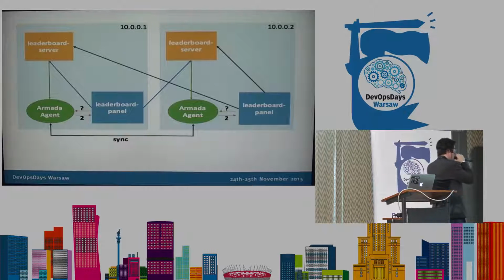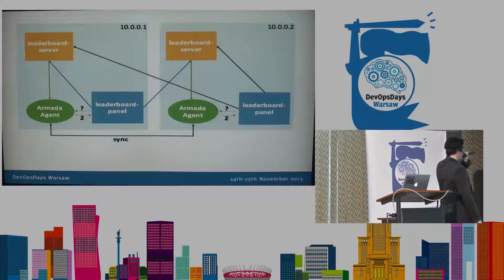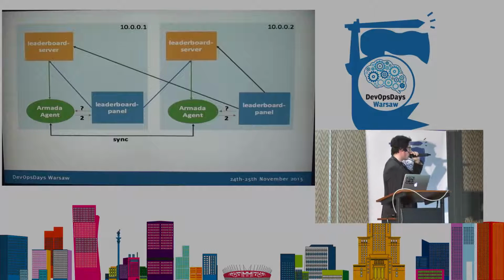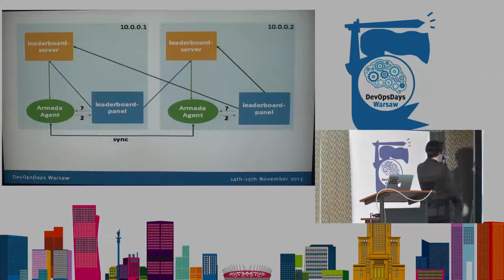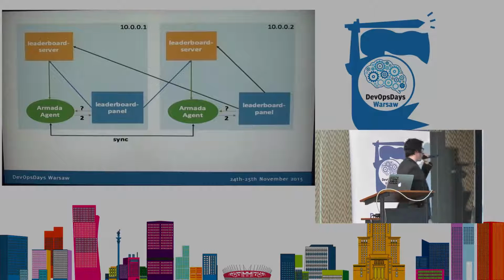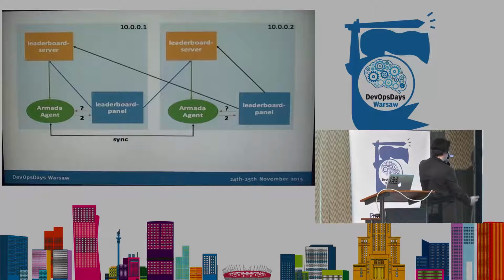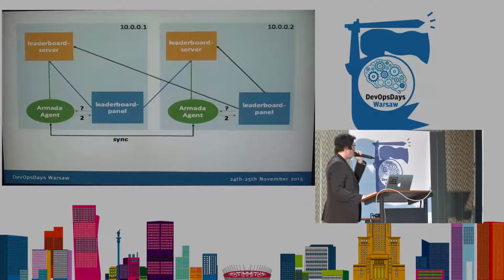Let's say we have 2 hosts. It's 10.0.0.1, 10.0.0.2, and again our leaderboard example. We have a panel server, and every, let's say, 10 seconds or so, the leaderboard panel asks the Armada agent for the leaderboard server address. It gets 2 leaderboard servers, it load balances between them, and everyone is happy.